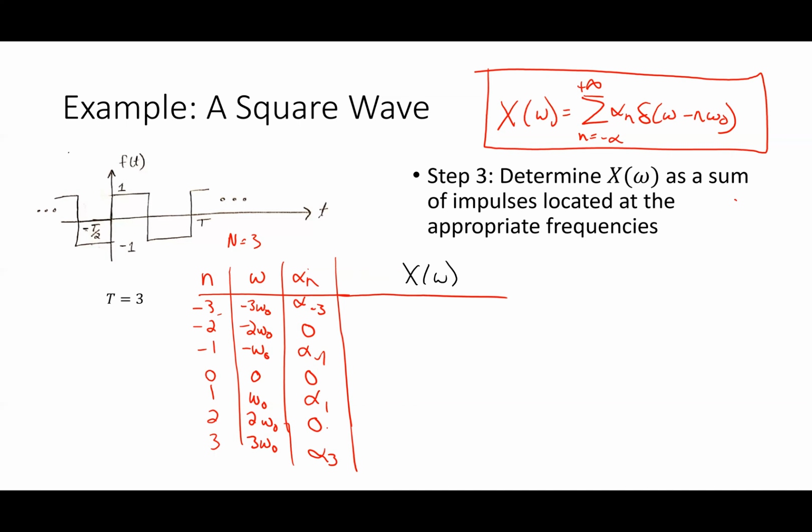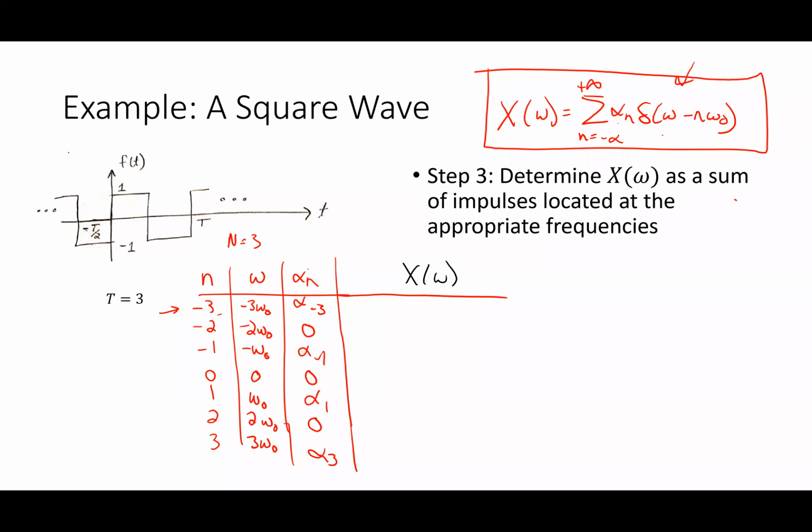So if this is my formula for X of omega, what do I have for X of omega at each of these? Let's start at alpha -3. What do I get in my X of omega for alpha -3? What do I get for this term? Again, what I'm doing is expressing the fact that at -3 omega naught, there is information in this signal. So how would I put that into this formula right here? It's an impulse, right? What would I write out for alpha -3, or n equal to -3?